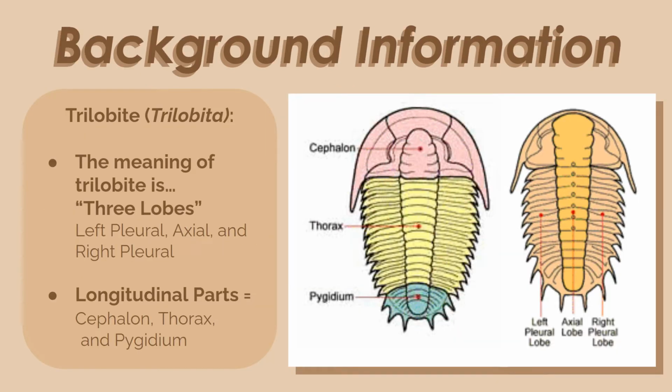Now on to some background information. As previously stated, our project was on the organism Trilobita, or more commonly known as the trilobite. Its name translates to three lobes, which refers to the fact that it was split into three parts: the left pleural, right pleural, and axial lobes. It was also split into three parts longitudinally, known as the cephalon, thorax, and pygidium, although the translation of the name doesn't refer to this.